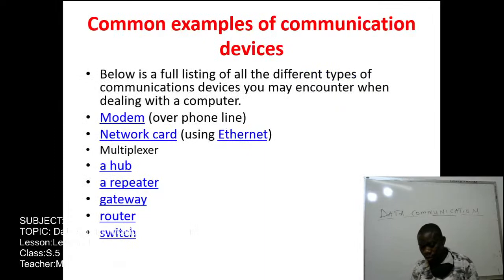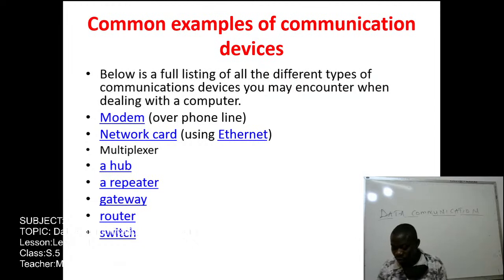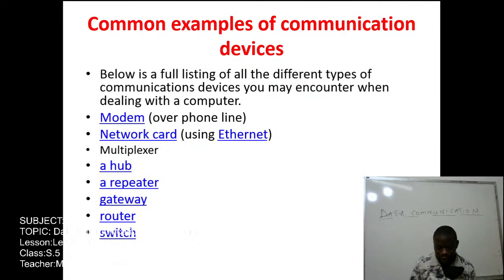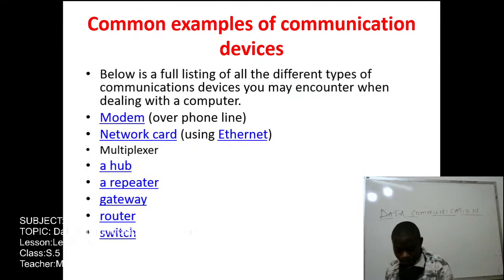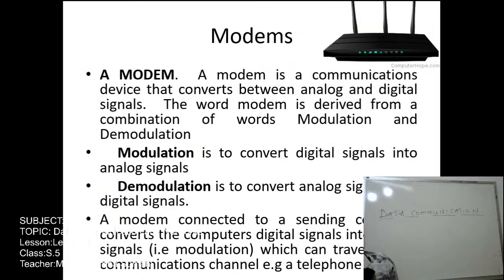There on the screen, you are seeing the common examples of communication devices. The first one we have talked about is the modem. We have the network card, or the Ethernet card, or the network interface card. We have a multiplexer, a repeater, a hub, a gateway, router, switch, and so on. We are going to go through those devices and get to know their uses or the functions attached to them. So let us begin with the modem.